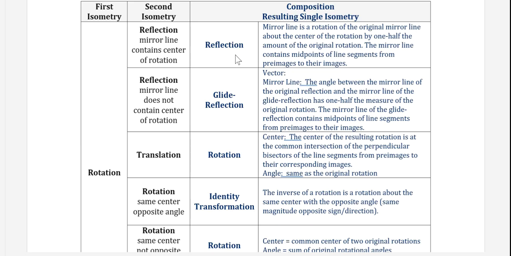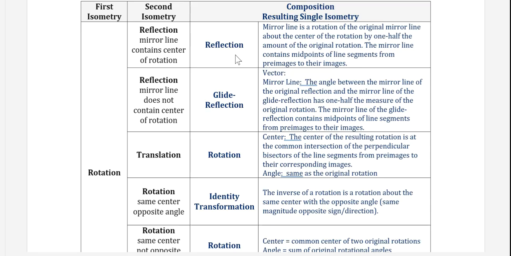If you do a rotation first and then a reflection, and the mirror line does not contain the center of the rotation, you get a glide reflection. The angle between the mirror line of the original reflection and the mirror line of the glide reflection is 1/2 the measure of the original rotation. The mirror line of the glide reflection contains midpoints of line segments from pre-images to their images.